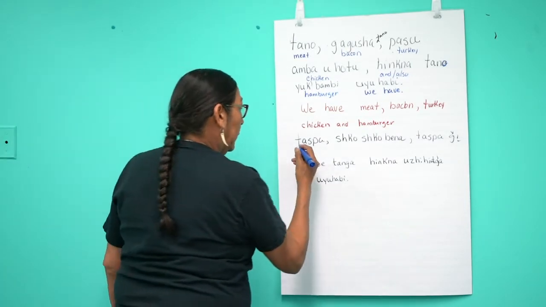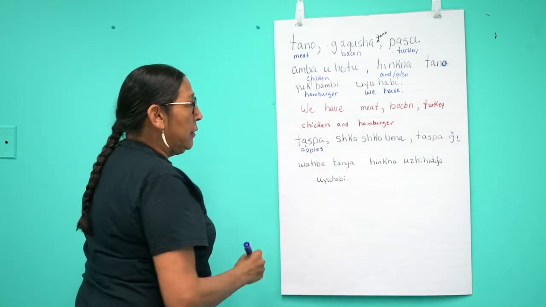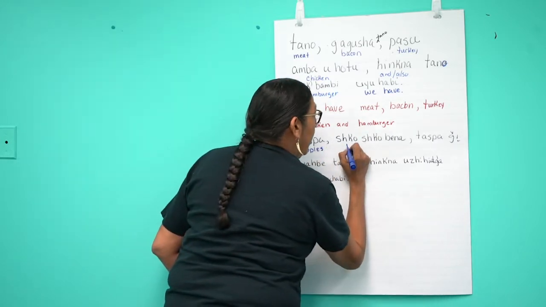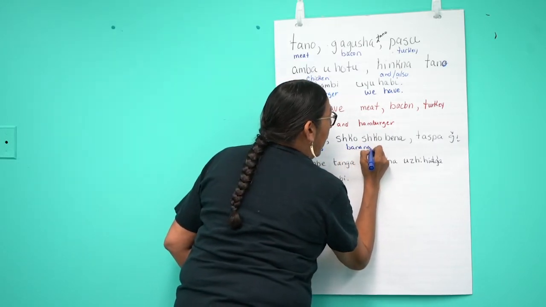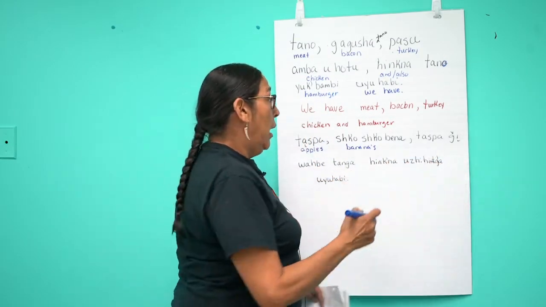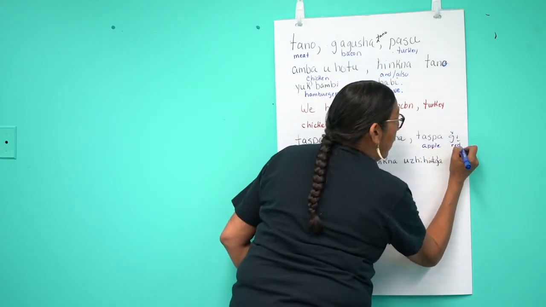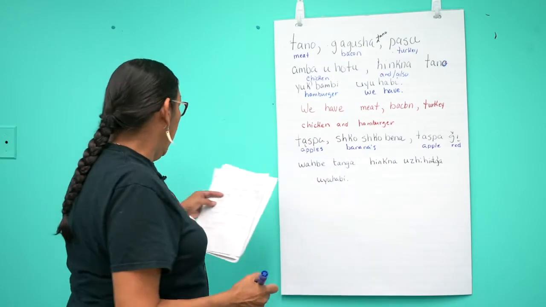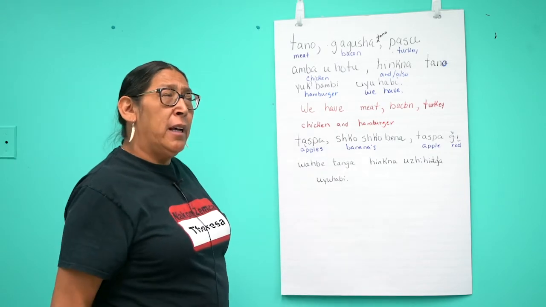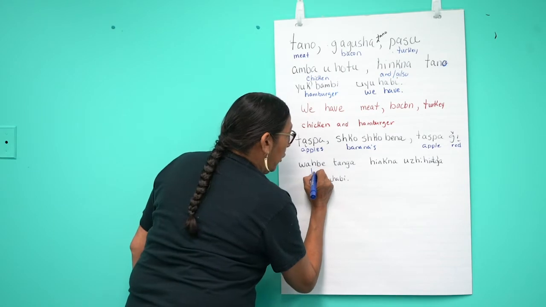Taspa. Remember from your food list, those are apples. Shkoshkobena, something that's bent. That is your banana. Taspari, which translates to an apple. Red. Wahbe tanga. And in this case, it could be cabbage, lettuce. At this time, we're talking about lettuce.